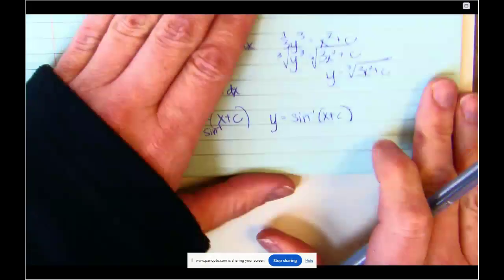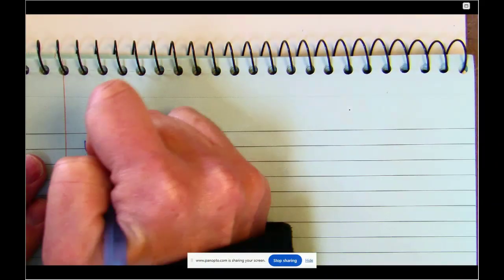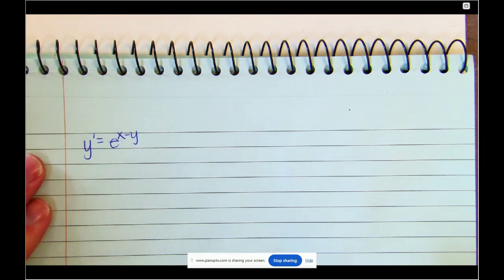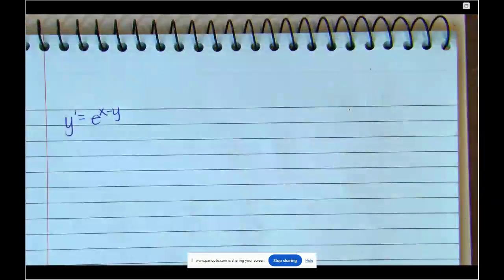Okay. Let's try this one. I like this one a lot. Avery and Aiden, there's a problem on the board that you don't need a calculator for. I think Avery being next to Aiden is not beneficial for him.